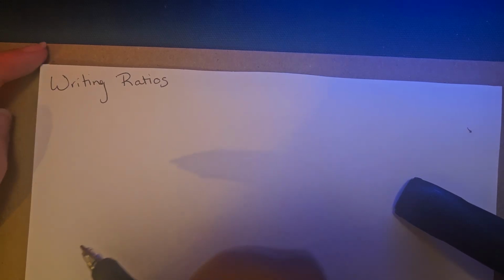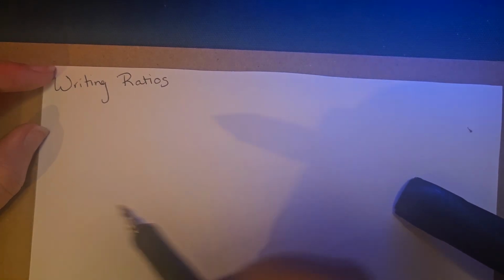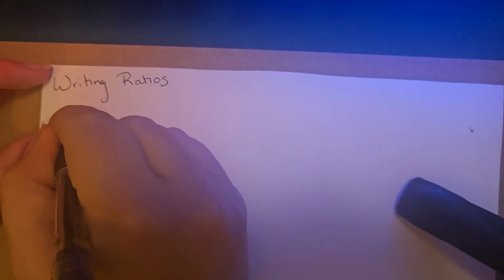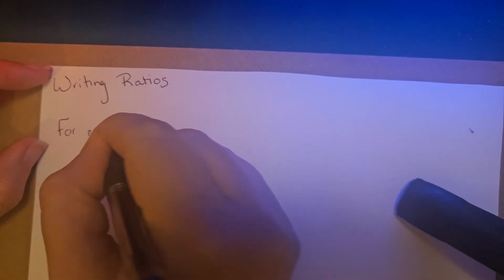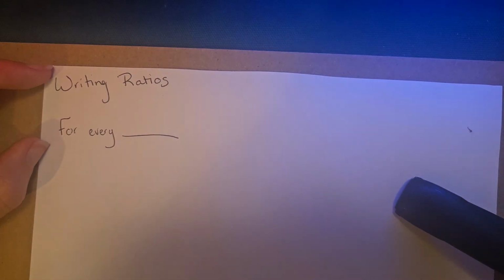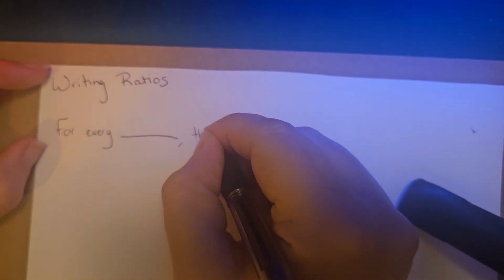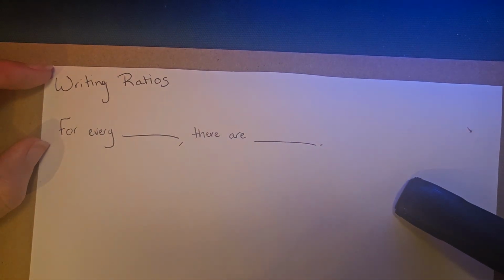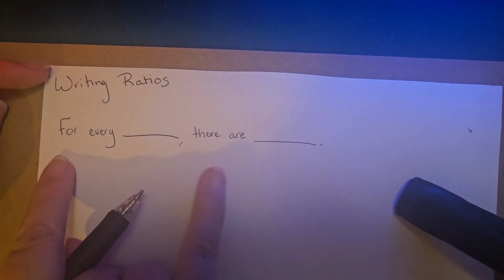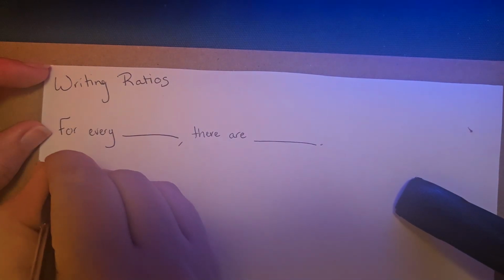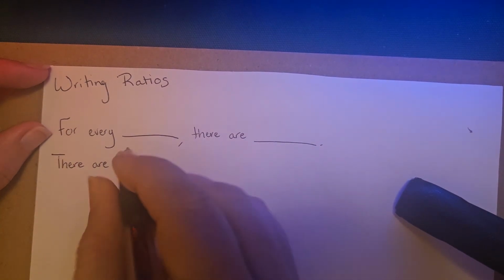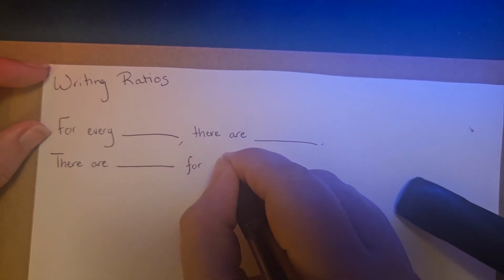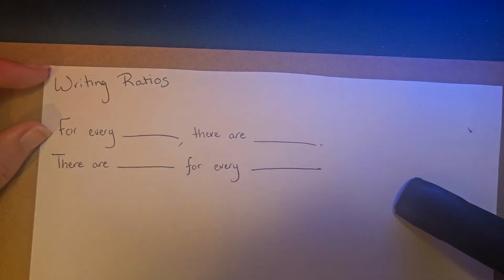Okay, so to write a ratio statement, we gave you 2 sentence frames. You can either say, for every how many donuts there are, how many smoothies there are. The other sentence frame just takes this and flips it. There are however many donuts there are for every how many smoothies there are.